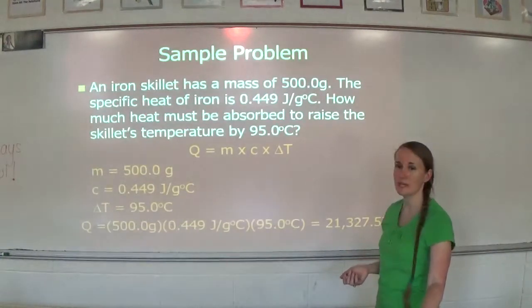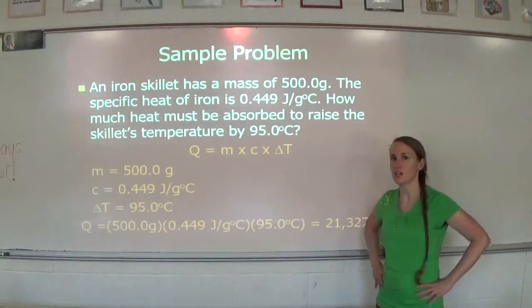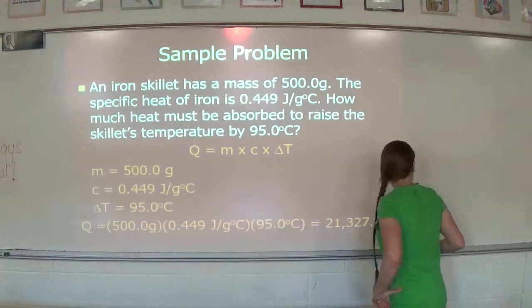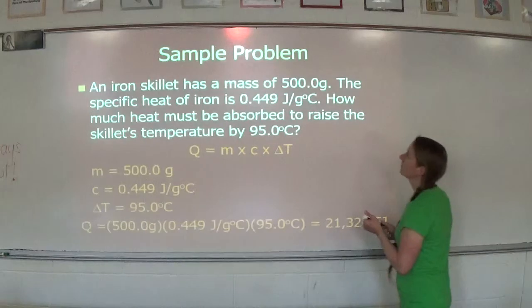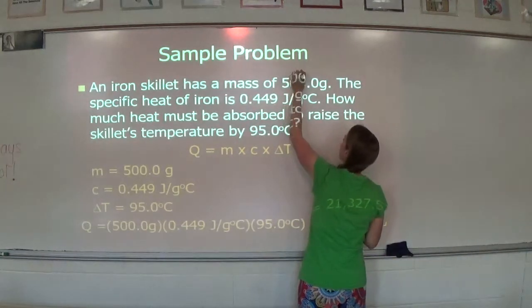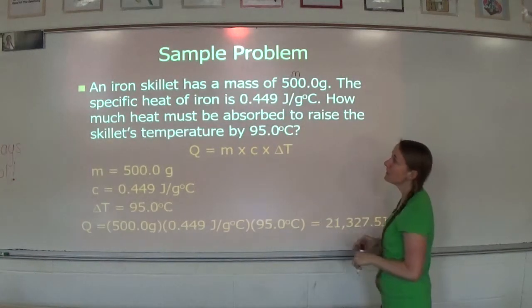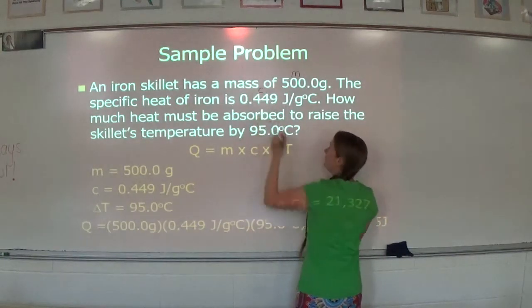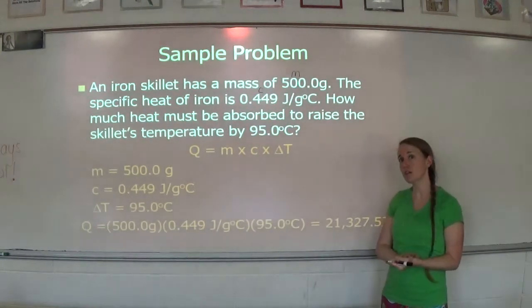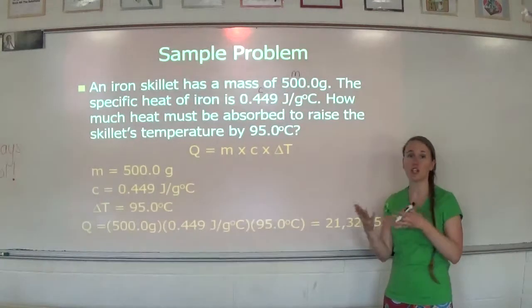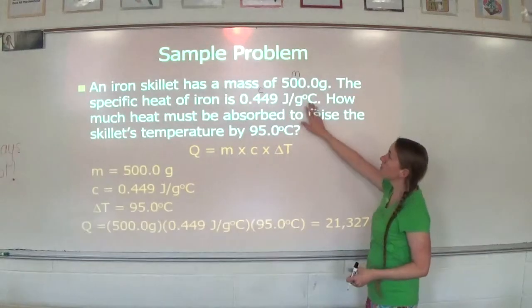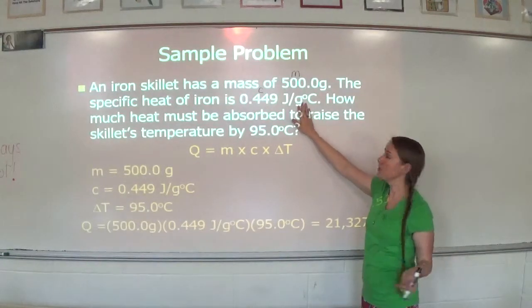Oh gosh, well my answer already came up. Okay, well I'll just verbally explain this one then. All right, so an iron skillet has a mass of 500 grams. The specific heat of the iron is 0.449 joules per gram degrees Celsius. So specific heat is my c. You have to be careful, my students usually get c and Q mixed up. c is specific heat, Q is heat. Specific heat has the weird units, Q is just joules.